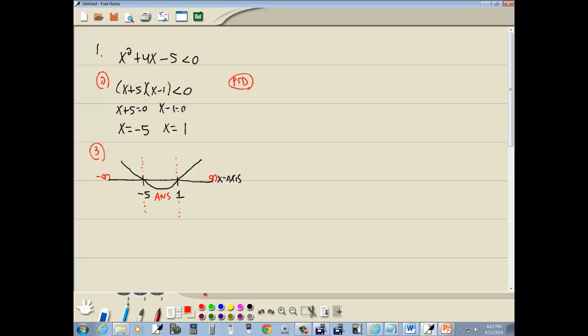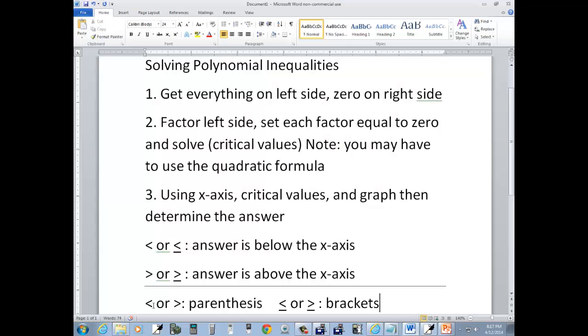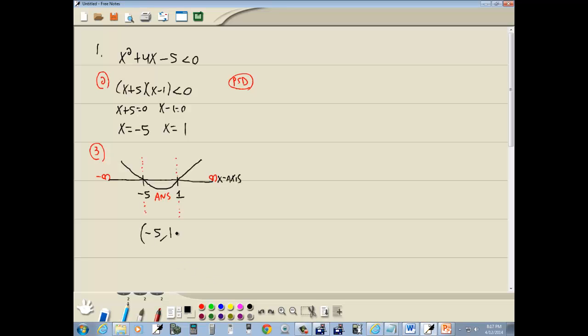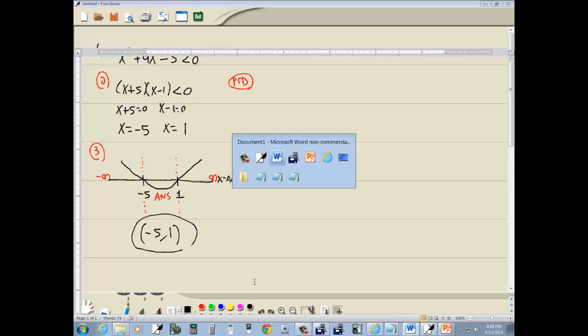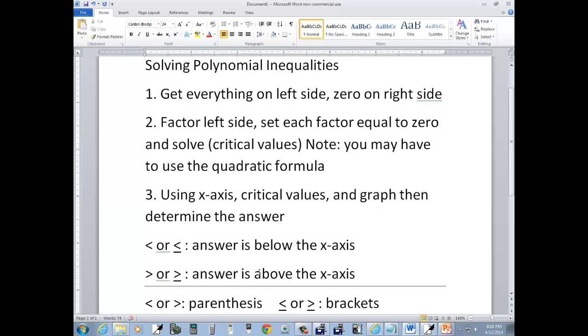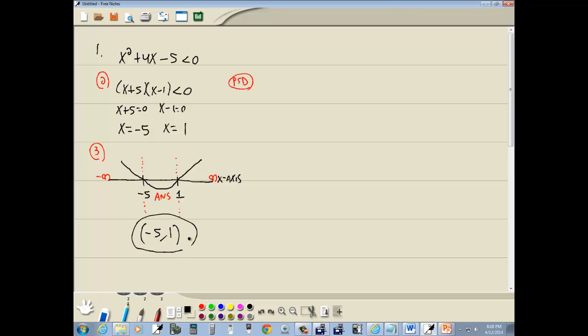So this is going to be our answer. And this interval is from -5 to 1. Now, less than says we're going to use parentheses, which means we put parentheses around these. If that had been a less than or equal to, it would have said we use brackets, and I would have put brackets around these. Anyway, that's our answer.